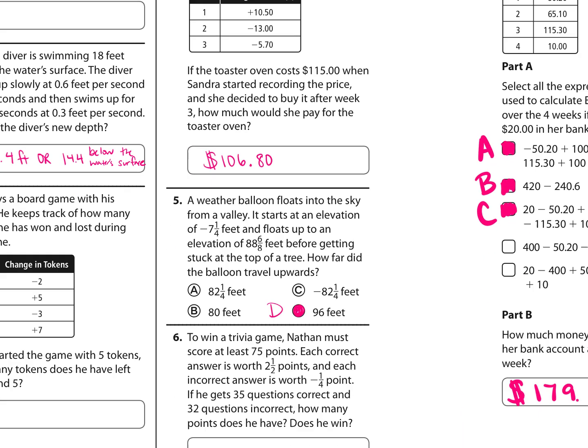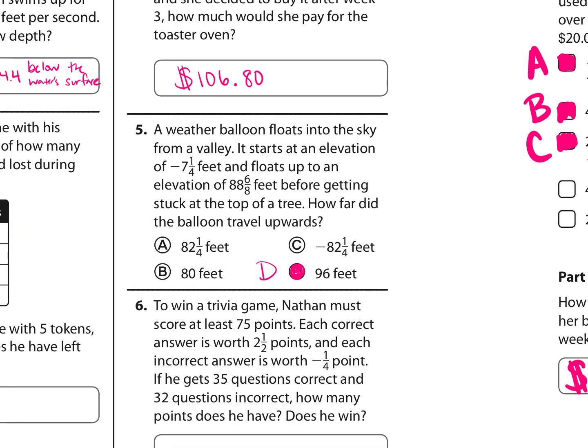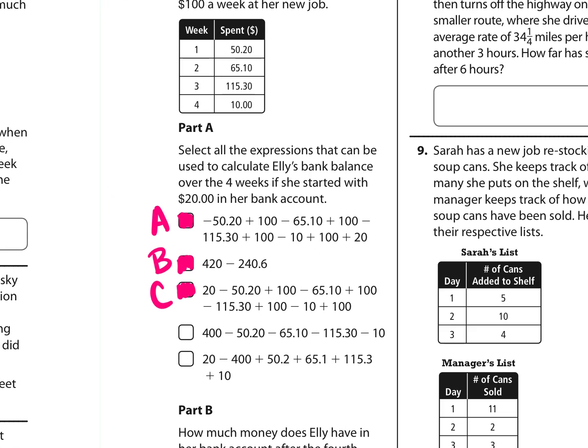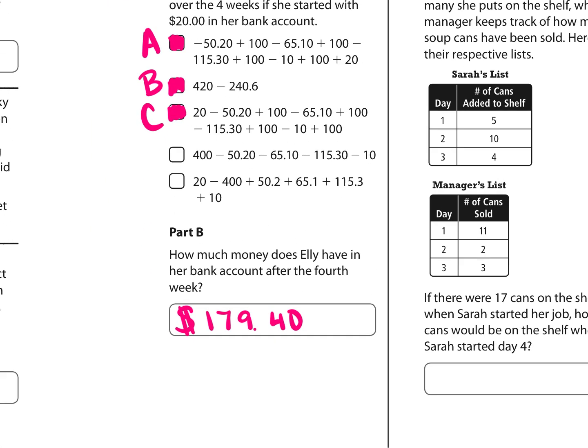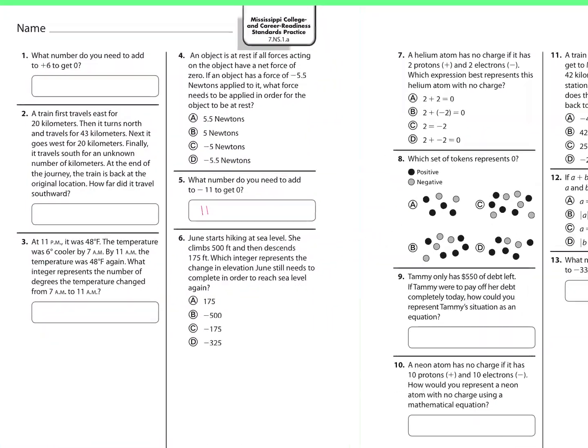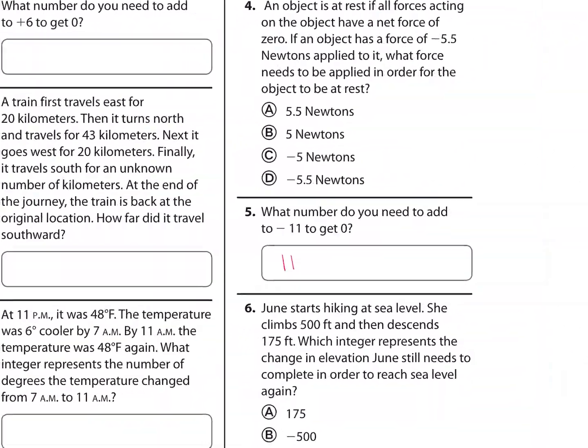$106.80. Number 5 was D. And then number 7, part A were the first 3 choices. Part B was $179.40. Now we're going to go back through and go over questions. If you missed any of these, you can go back and watch the explanations for the specific questions.